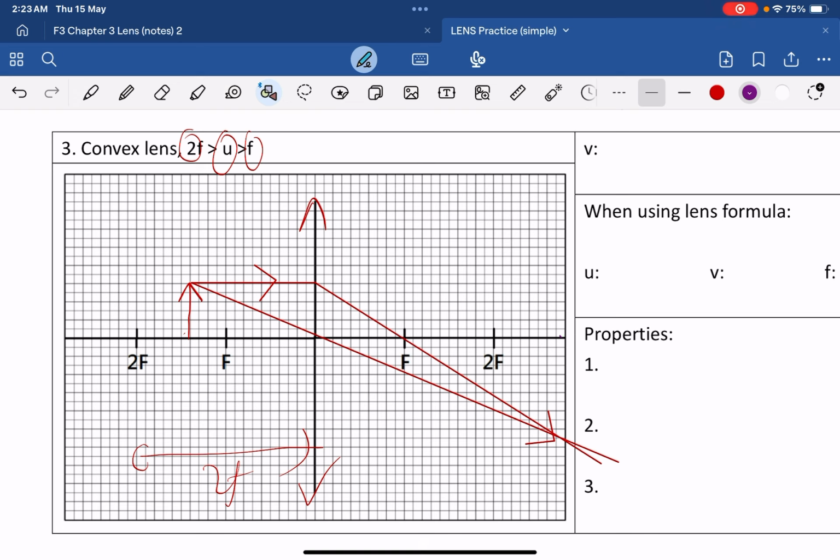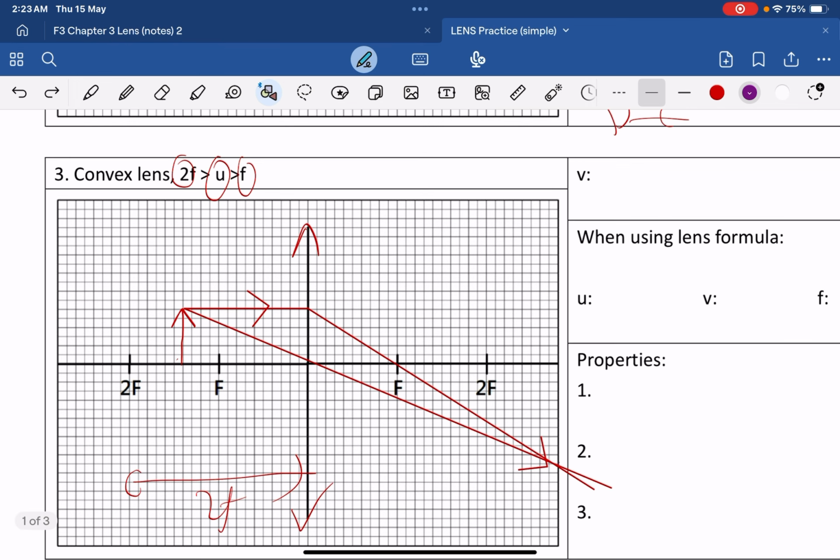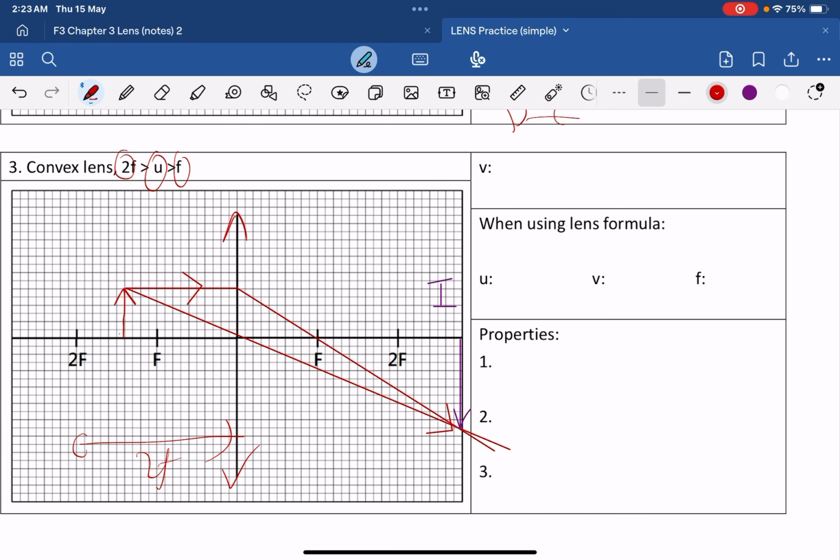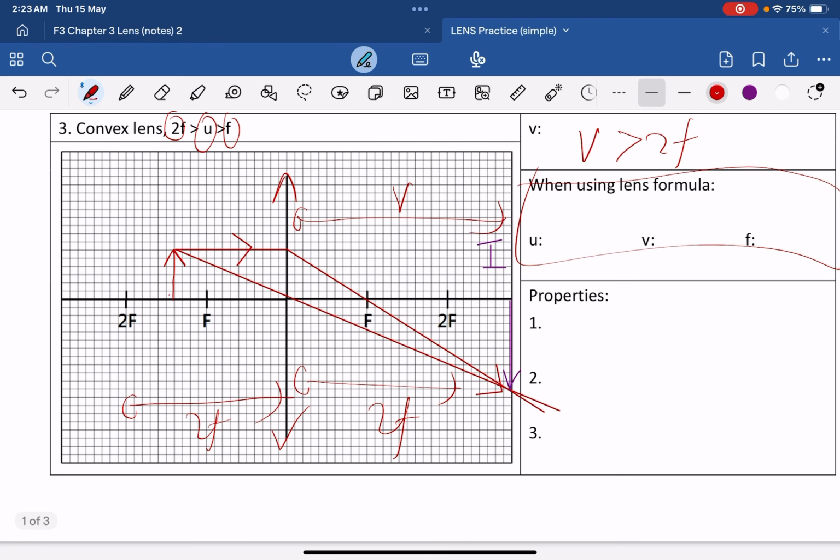Okay, now we find that the intersection point is here. So that is the location of the image. Okay, so we find a property here. V is greater than 2f. This is V and it is greater than 2f, right? We talk about the lens formula later, and so we skip.